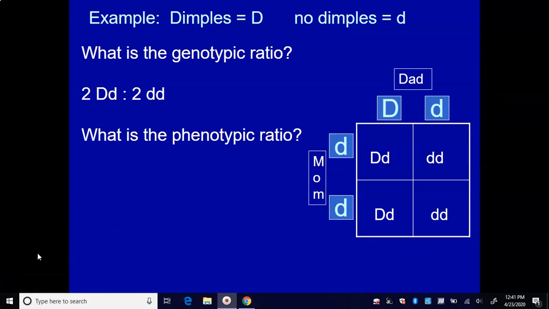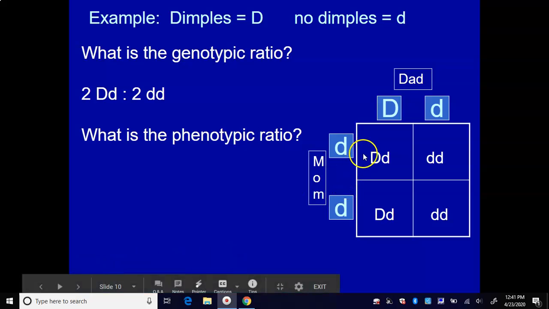Next question would be, what is the phenotypic ratio? So what is the actual appearance? We know if there's 1 capital D, that means that person has dimples. So right here, we have 2 offspring or possible children with dimples, and then this would be 2 no dimples.